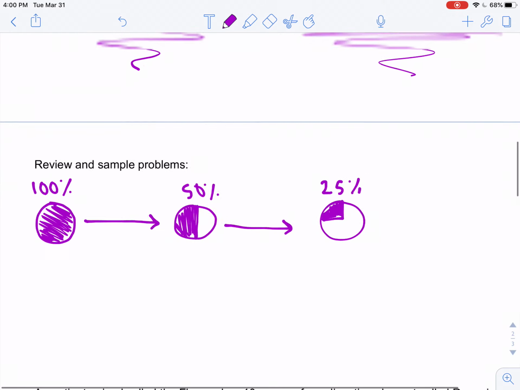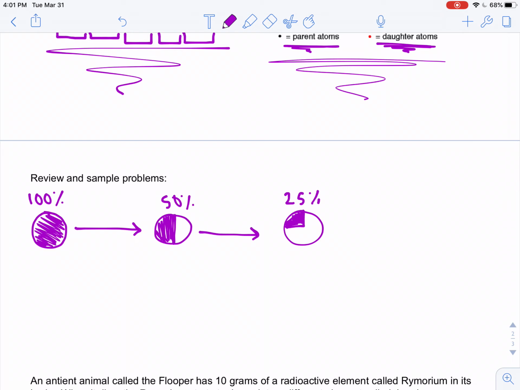You can also think about that in terms of fractions. So this would be the whole thing, 1 out of 1. This would be 1/2 remains. This would be 1/4 remains, and so on. Okay. So let me give you an example.